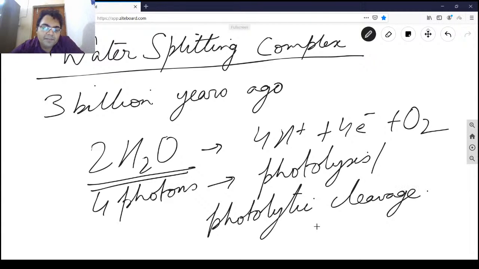Photolytic cleavage. Four protons are required to break this specific bond. Now, the 4 electrons which are released or abstracted from water do not pass directly to the P680 radical. Note this down. Very, very important.